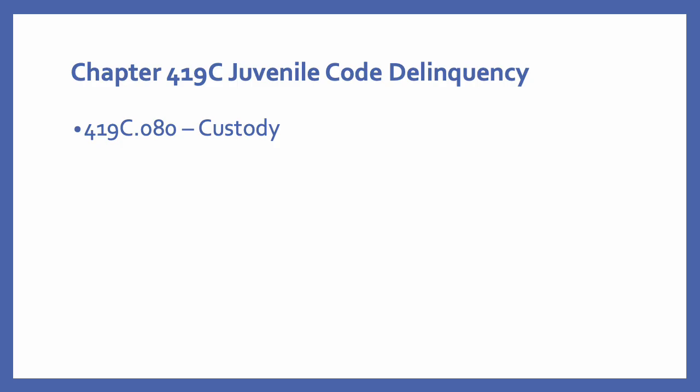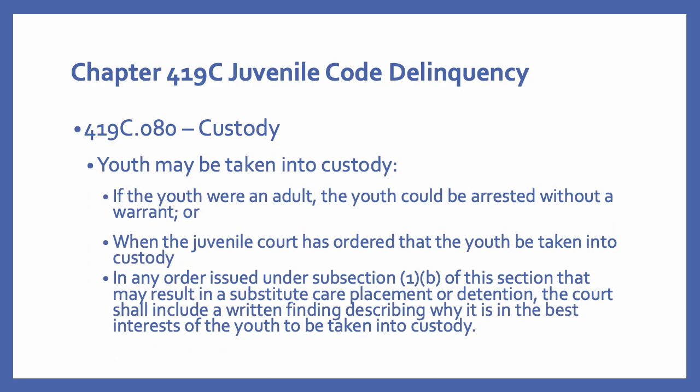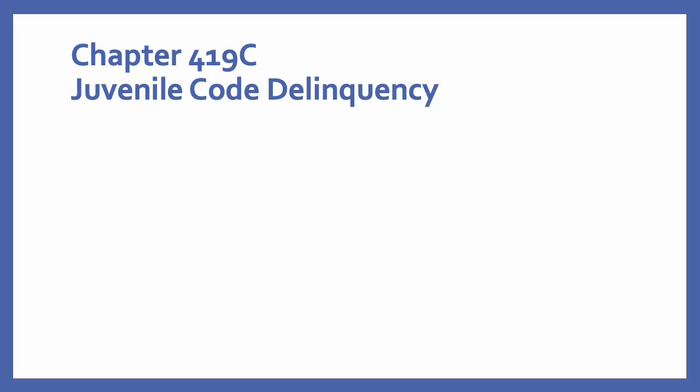419C.080 regarding custody. When youth may be taken into custody. If the youth were an adult, the youth could be arrested without a warrant. This is usually for a felony crime or other offenses found in the pre-adjudication statute. A youth can be taken into custody when the juvenile court has ordered that the youth be taken into custody. Additionally, when a youth is taken into custody in any order issued under subsection 1b of this section that may result in a substitute care placement or detention, the court shall include a written finding describing why it is in the best interest of the youth to be taken into custody. Chapter 419C continued.